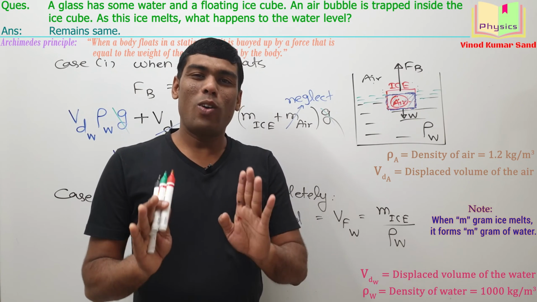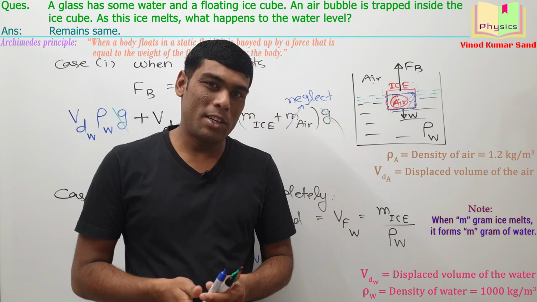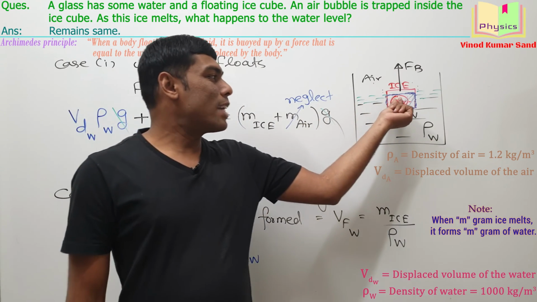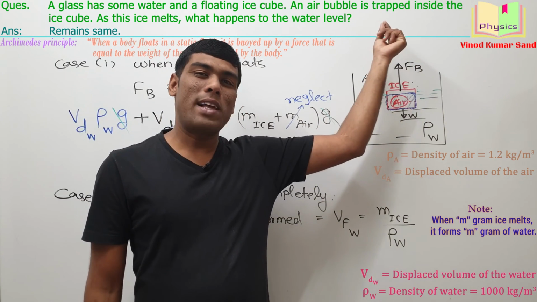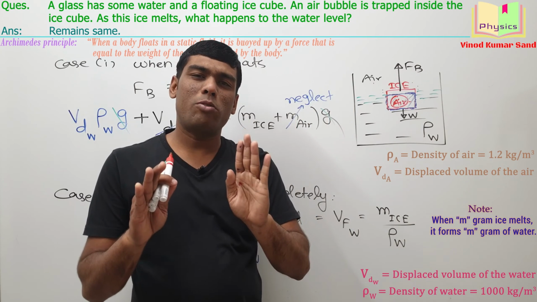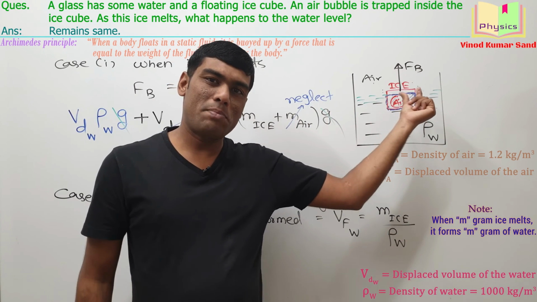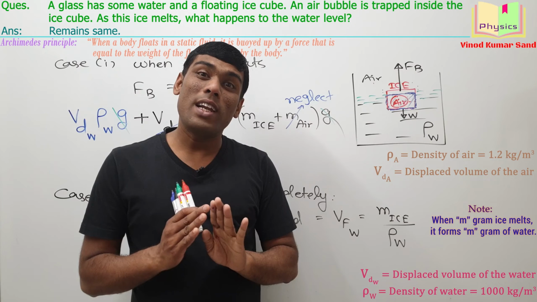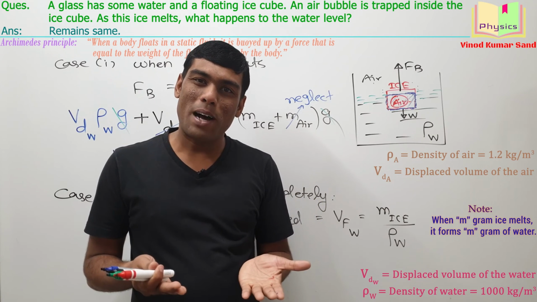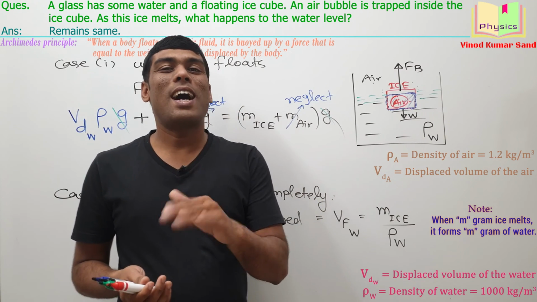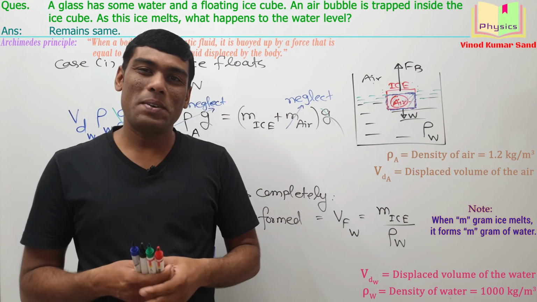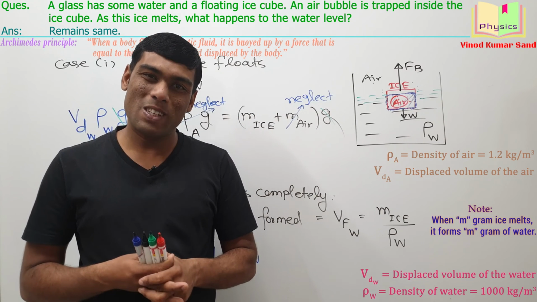Got it? Or logically also, you can deduce the answer. When the ice will be melting, the air bubbles will escape out, and the mass of the air trapped inside the ice is actually negligible as compared to the mass of the ice. So the answer is equivalent to the previous case, the previous question.